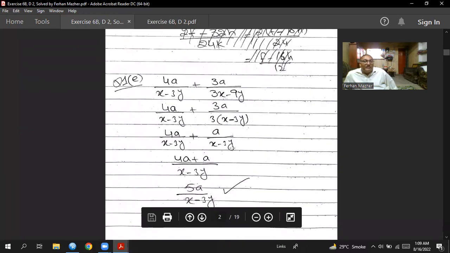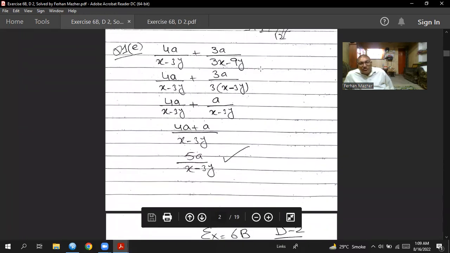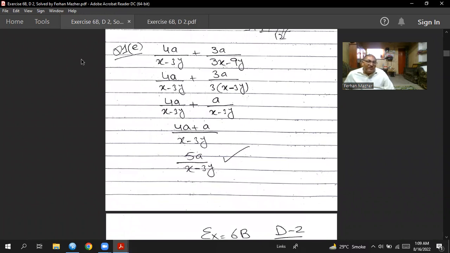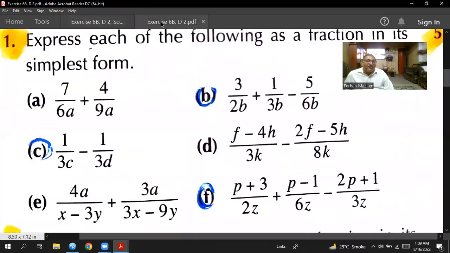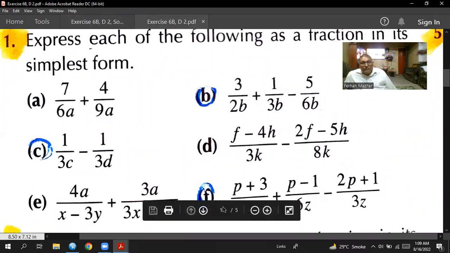So let me reduce the size and show you the whole question. So my dear students, the whole question is coming up on your screen. You can pause the video and you can take your time with this question. So question number 1, and this F part. You will have p plus 3.